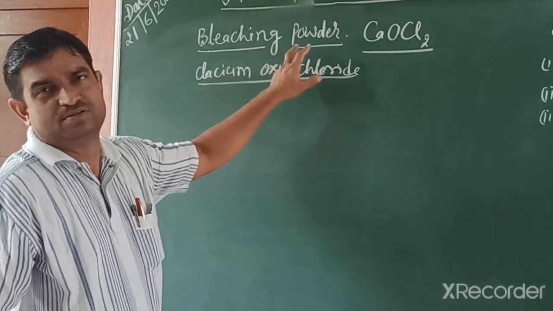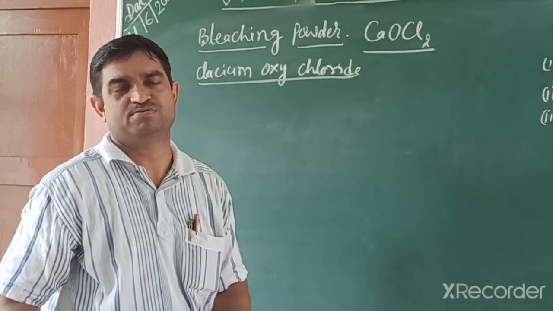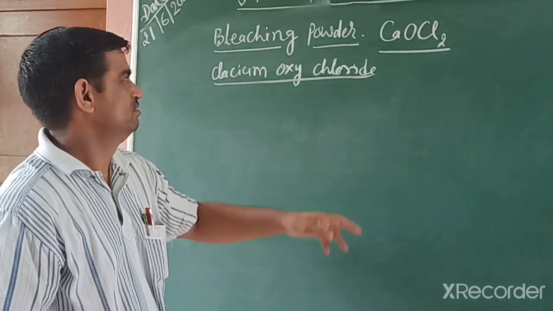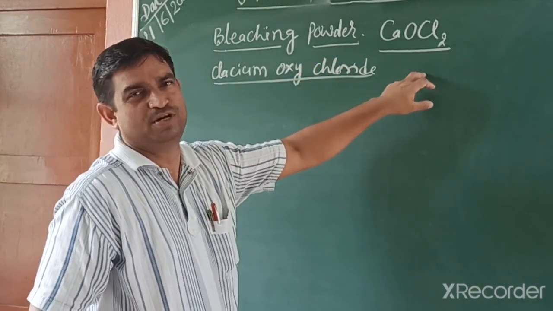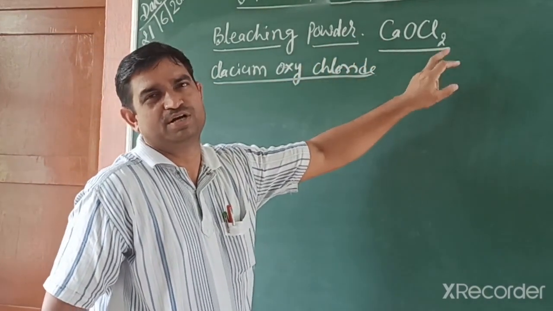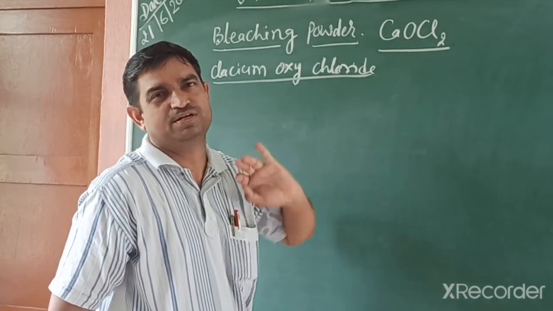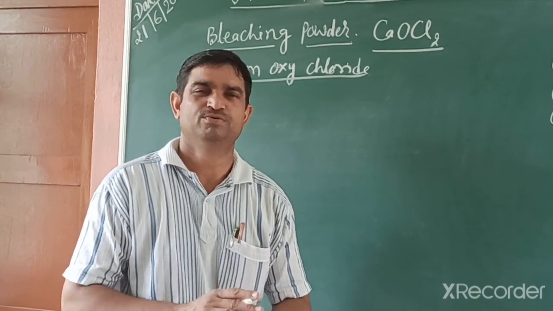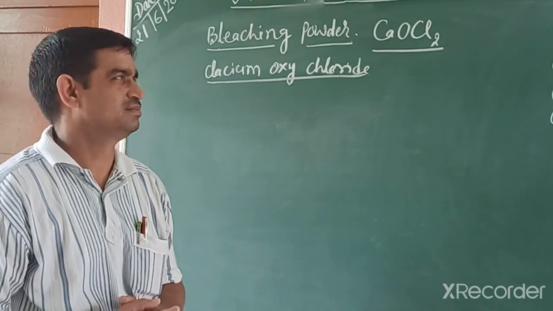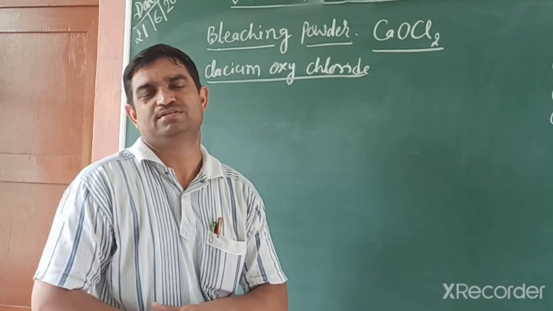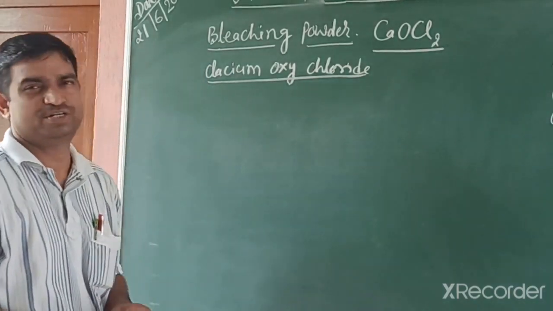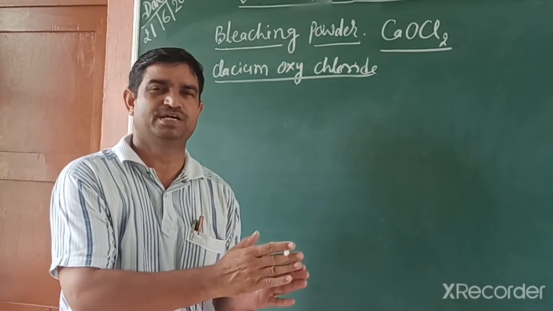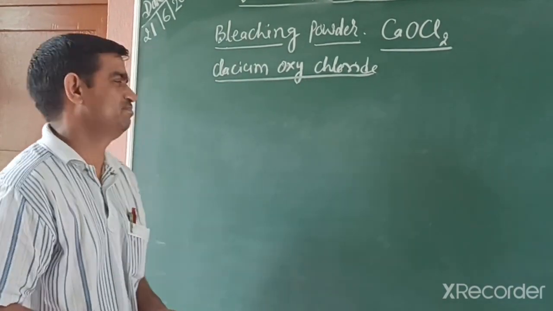Bleaching powder is a white colored calcium compound, and its chemical formula is calcium oxychloride, CaOCl2. But its actual composition is slightly different. You will study that in 12th class. How can we prepare bleaching powder? Bleaching powder is prepared from dry slaked lime. When we pass chlorine gas over it, it is converted into bleaching powder.